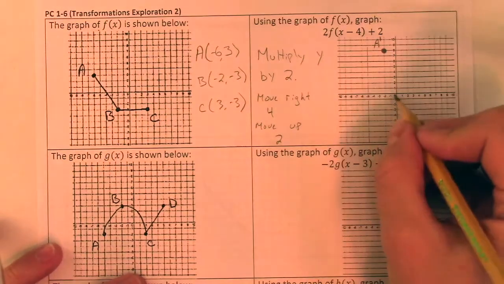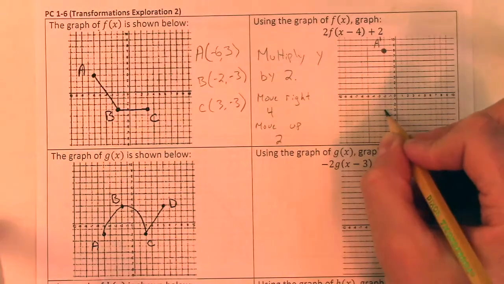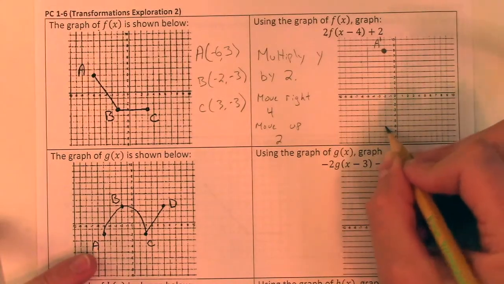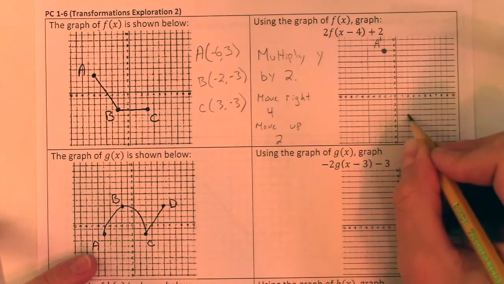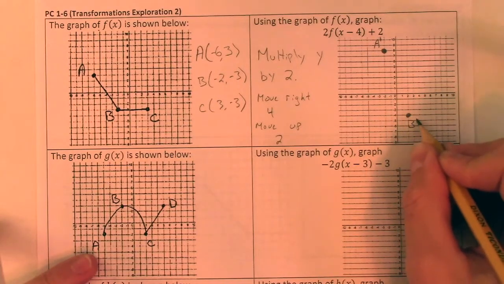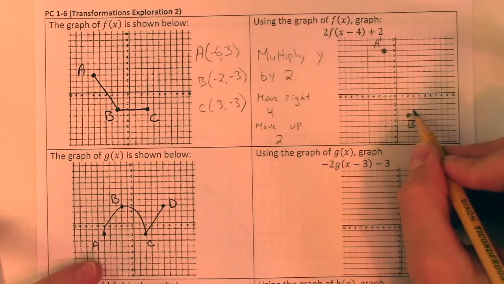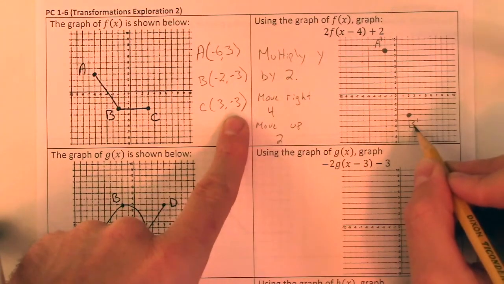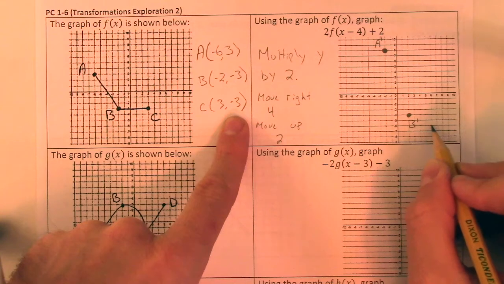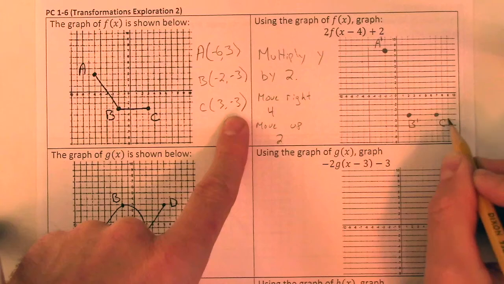-2, -3. Okay, so now I need to multiply y by 2, which gives me -2, -6. Then move right 4, 1, 2, 3, 4, and up 2. That's where point B is. Sorry, B prime. C here was 3, -3. Multiply y by 2, and you get -6. Then move right 4, 1, 2, 3, 4, and up 2. 1, 2. That is C prime.